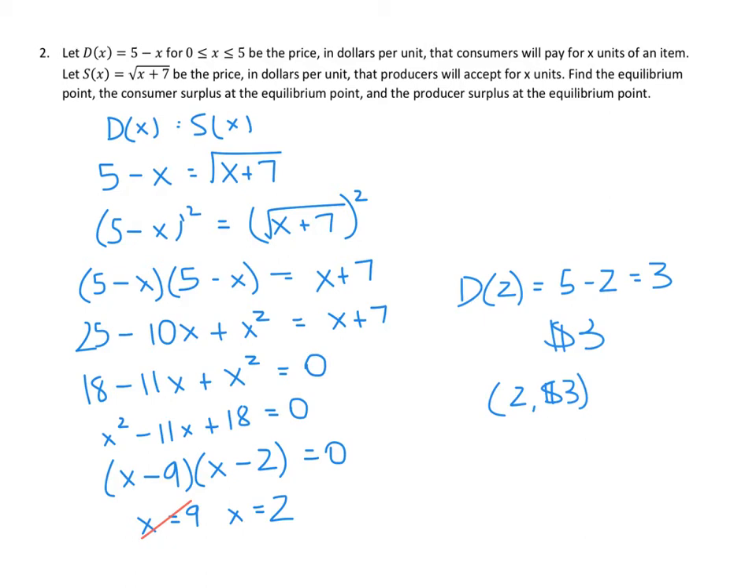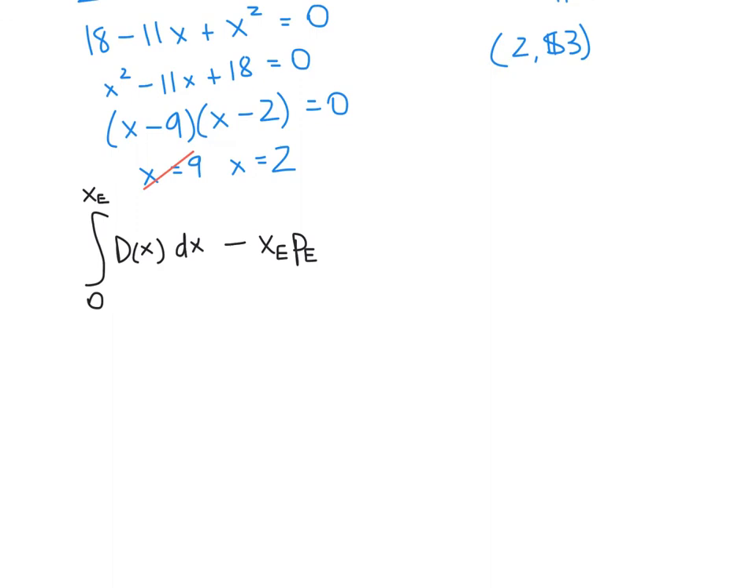So next, let's find the consumer surplus at this equilibrium point. To find consumer surplus, we're going to integrate the demand function from 0 to x sub e, which in this case, our x value of our equilibrium point, is 2. And then we're going to subtract off of that the product of our x and our p value of our equilibrium point. So that's going to look like the following. We're going to integrate from 0 to 2 our demand function, 5 minus x dx, minus 2 times 3.